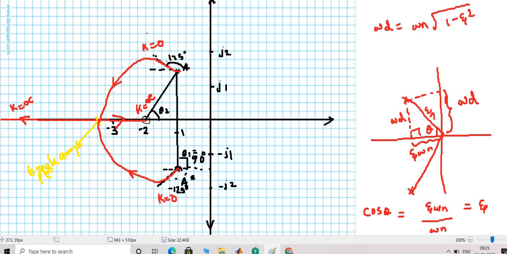So for this system there are 2 poles and 1 zero. So there will be 2 root locus branches. One will end at the zero at infinity, and one will end at the finite zero.